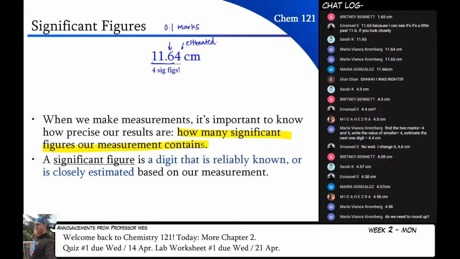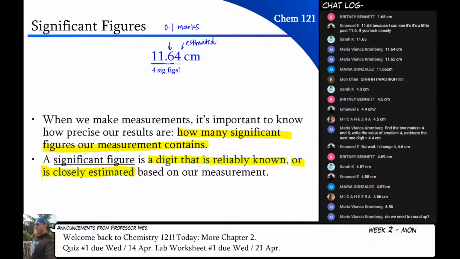Now, sig figs are any digits that you know for sure because the device told you so, or that you've closely estimated, so that last digit counts as a sig fig. It is not just a randomly assigned number. We put that 4 there because we thought it was about 4/10 of the way between 11.6 and 11.7.